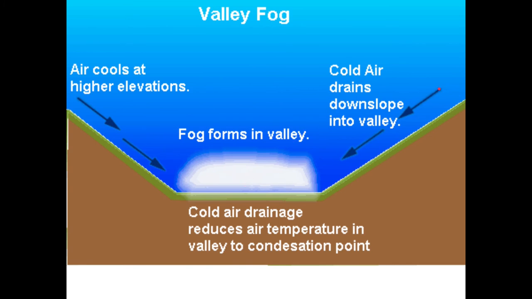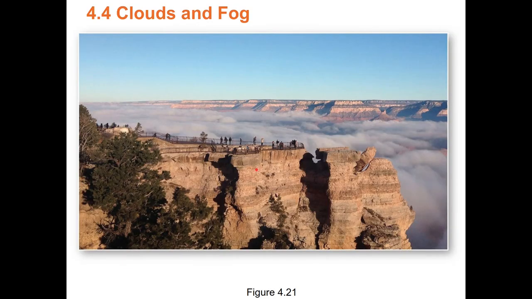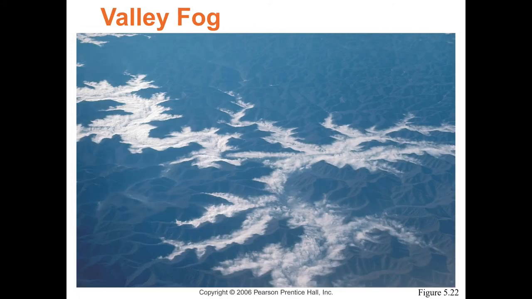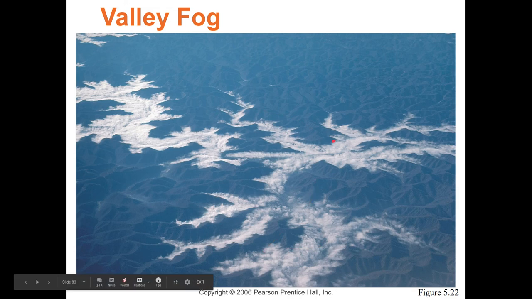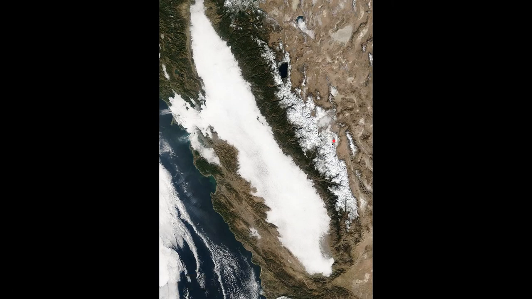So you have cold air flowing down into a valley where it mixes with the warmer air that was there. It gets cold, you get condensation. Here's valley fog at a really big valley, the Grand Canyon. Here's in Appalachia. You can see the outline of the valley very clearly because of the fog. Here's a good example of valley fog, and on this day the fog is really thick because you can't see the Sierra Buttes. On days when the layer of fog is thinner, you can see just the top of the Sierra Buttes poking out above the fog.